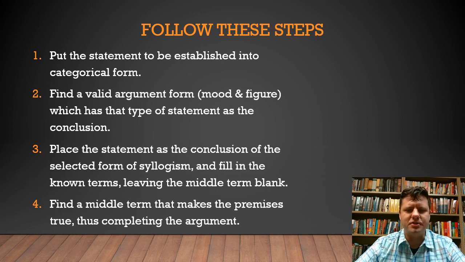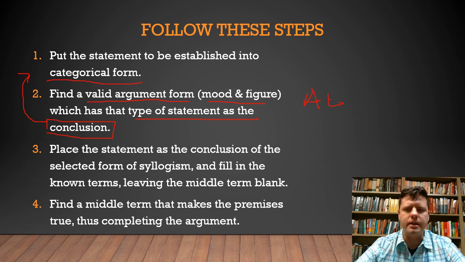So if you've been given the statement in something else, you're going to, first of all, put that into categorical form. You remember either all, no, some, or some are not. We're going to put it in one of those standard categorical forms. Then we're going to find a valid argument form, mood and figure, from that previous list, from the slide that I just showed you, which has a type of statement as the conclusion. So that's going to be the number one thing you're looking for. You're going to look at the conclusion that you were provided from step one, and you're going to make sure, depending on if you were given an A or an E or an I or an O statement, that that is the third thing in that.